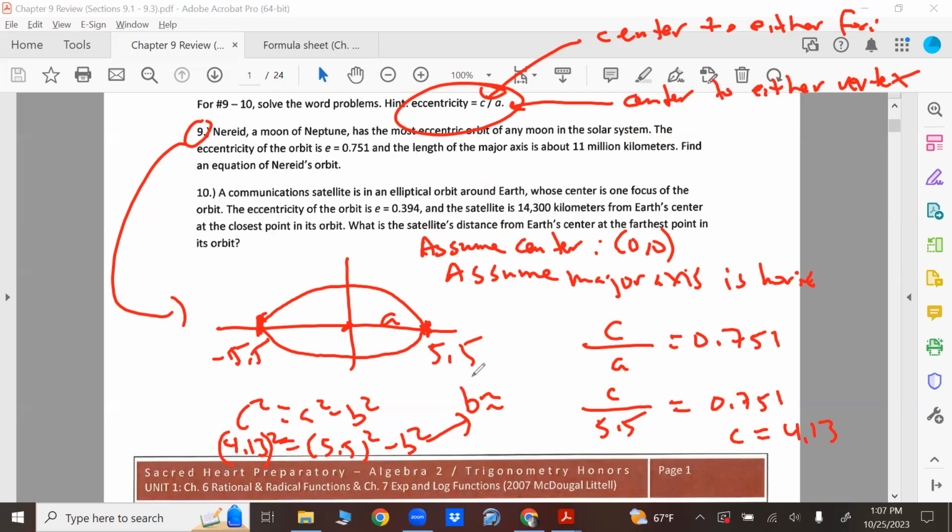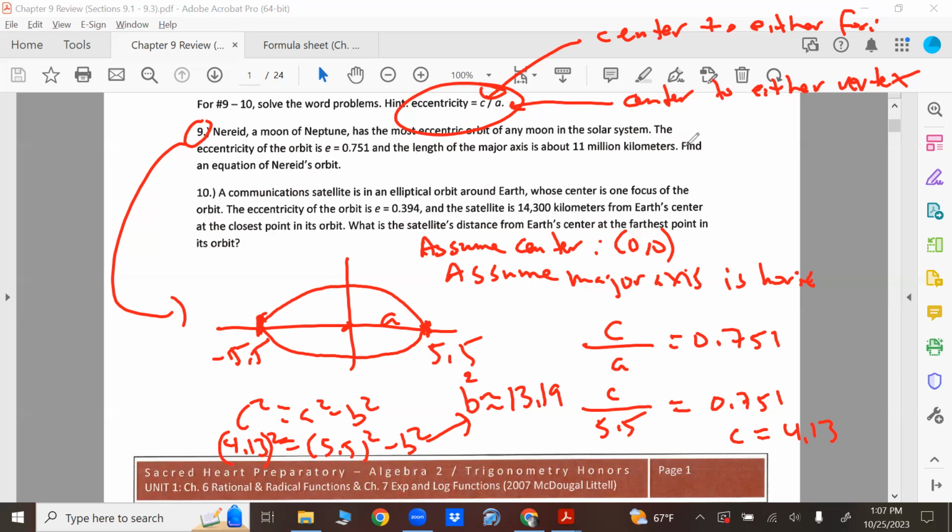Actually, we don't really need B. We just need B squared. What's B squared going to be? 13.183. Yeah, I'll say 13.19 because we don't really need B. We just need B squared to get the equation. So my equation is going to be this.